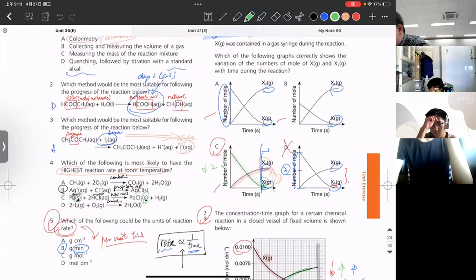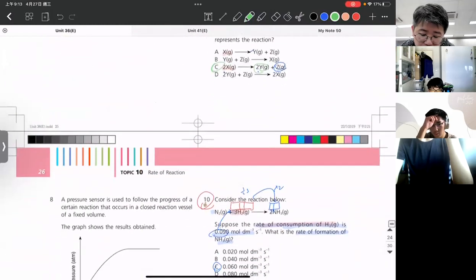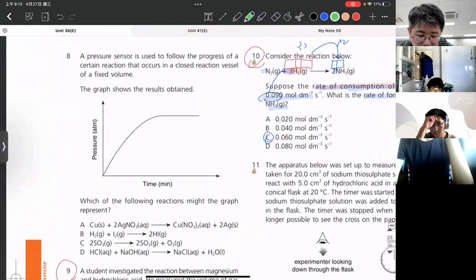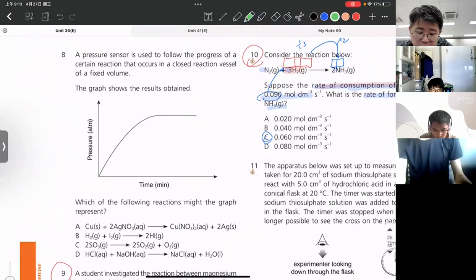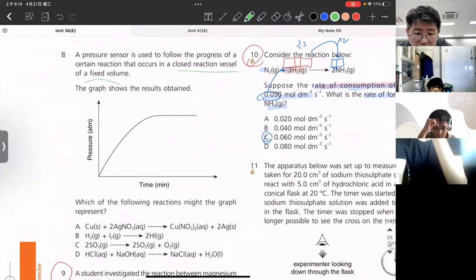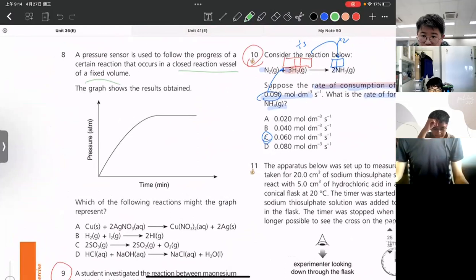Do you still remember what is meant by coating effect? Still remember? Okay, how about this? Question 8. You're going to use a pressure sensor to follow the progress of a reaction in a closed reaction vessel of a fixed volume. The graph will show you like this. So among the 4 choices, which reactions might the graph represent? A, B, C, or D?